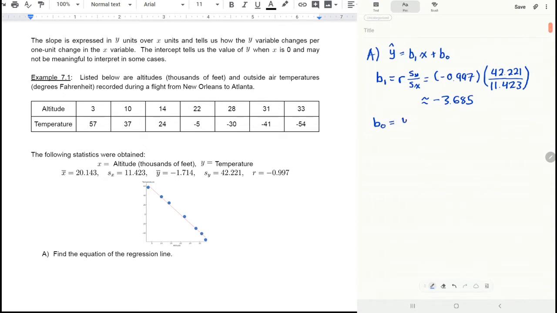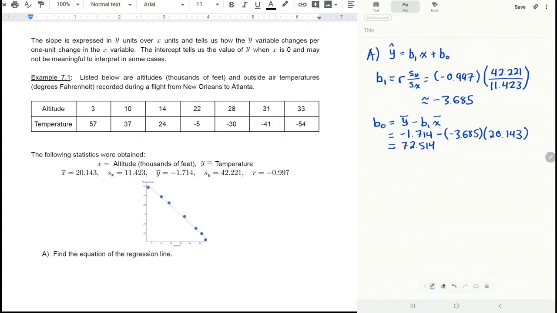So the y-intercept is given as y bar minus b1 times x bar. So we take the average of the y variable, which is negative 1.714, minus the slope, which is negative 3.685, times the average of the x variable, which is 20.143. So this will give us a y-intercept of 72.514.